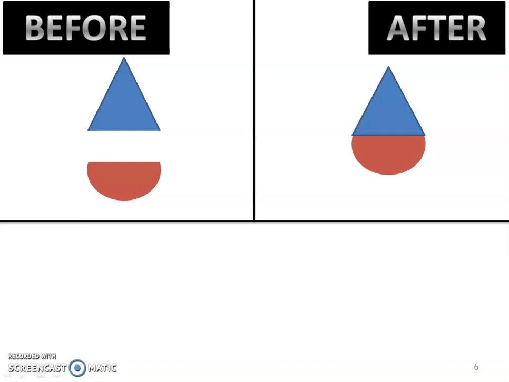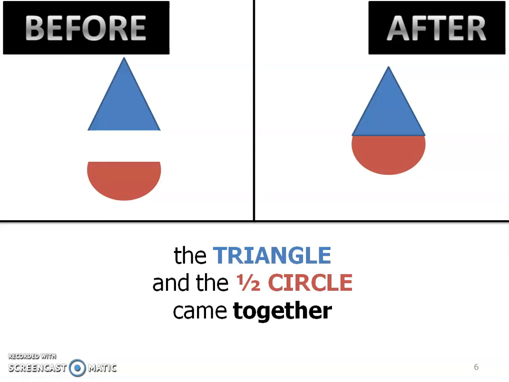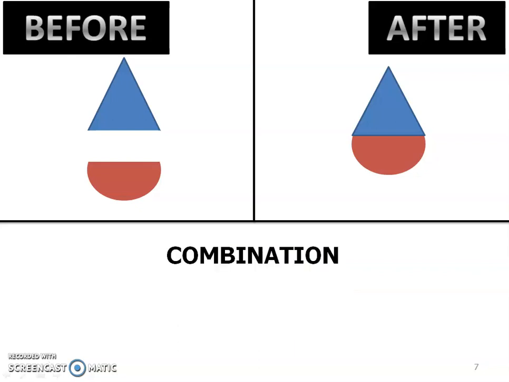So hopefully you paused the video, you drew, maybe you colored in a little bit, and you came up with some kind of description. My description is that the triangle and the circle came together as one. You might even call this a raindrop. So maybe you did triangle and half circle to a raindrop. But what kind of reaction is this? Well, what we're doing is we're taking multiple things and combining them into one thing. That's called a combination reaction.